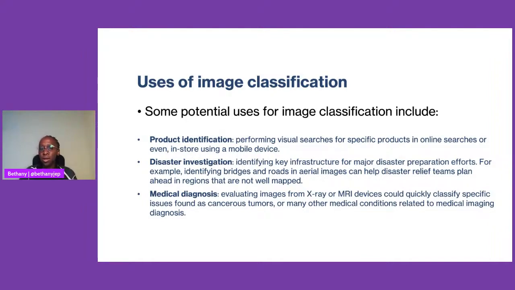The last one in my examples is in medicine. So for example, if you want to diagnose someone using different X-ray and MRI devices, you can quickly classify them, whether this X-ray shows this person is ill or this X-ray shows this person is healthy.